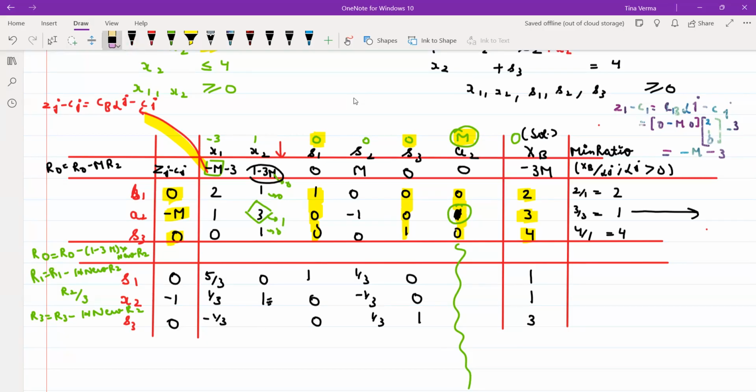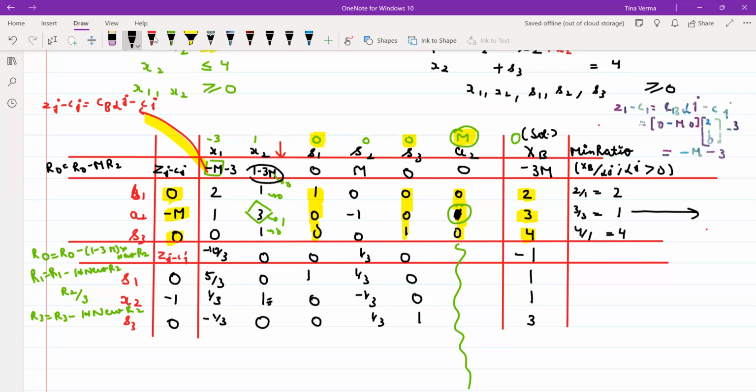Sorry, it is 0 actually. So this entry is becoming, this is my Zj minus Cj. And now these entries are my minus 10 by 3. And this is your 0, 0, 1 by 3. And this is 0 and -1.